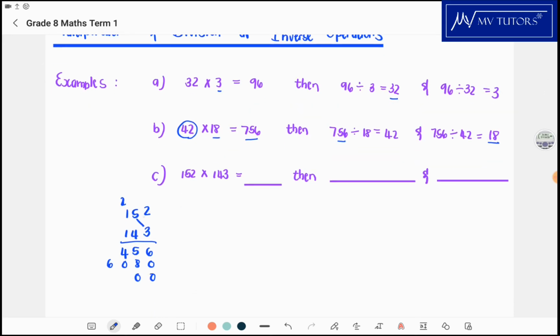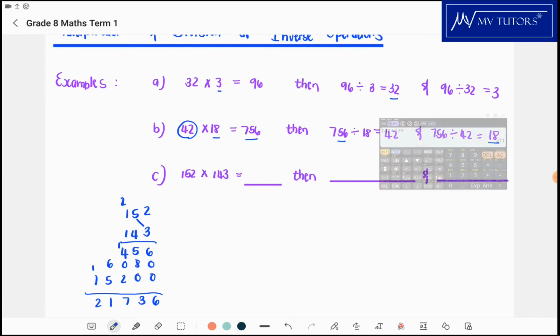My goodness. 2 times 1, that's 2. 5 times 1, that is 5. 1 times 1, that is 1. And then we add everything up. My goodness, I last did this in primary school. So 6 plus 0, that is 6. 5 plus 8, that is 13. Carry 1. 4 plus 2 is 6, plus 1, that's 7. 6 plus 5 is 11, carry 1, and then we have 2. So our answer is 21,736. Let's just check.